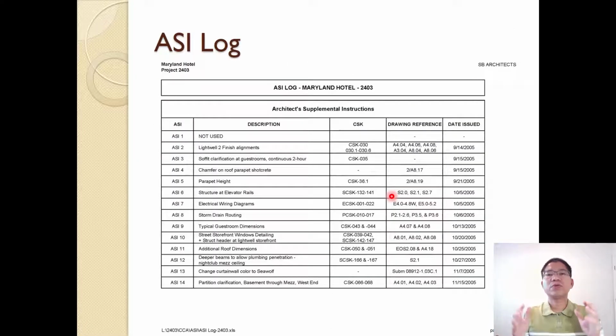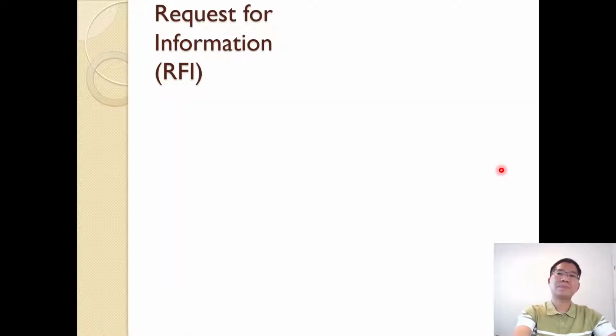During that process, there may be multiple architectural supplemental instructions. For example, in this case, the Maryland Hotel in San Diego, you have multiple ASIs involved, with references to the drawings and dates of issue, so that you can keep an ASI log throughout the project.